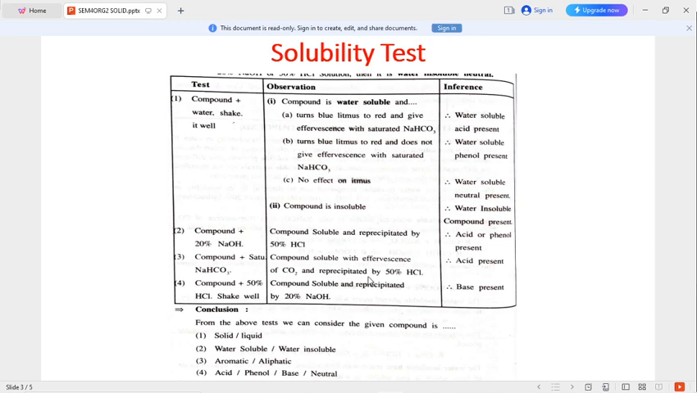Because for the reprecipitation, the moment you add HCl and NaHCO3 is already there, whether your compound is acidic or not, there will be effervescence because you are adding HCl. So again, I am telling you, you can only consider a compound as acidic if it gives effervescence of carbon dioxide immediately with the compound. So I advise that every student should remember this solubility test. It is a very important test to determine the nature of the substance. Next year, in semester 6, you will have qualitative analysis of the mixture, and also separation. At that time, it will be very useful to you.